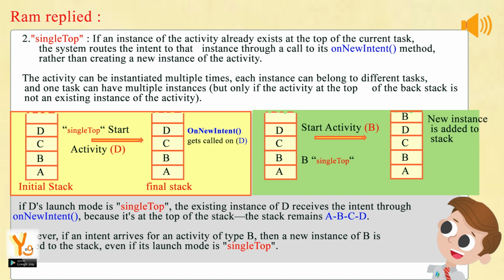If D's launch mode is single top, the existing instance of D receives the intent through onNewIntent, because it's at the top, and the stack remains A, B, C, D. However, if an intent arrives for an activity of type B, then a new instance of B is added to the stack, even if its launch mode is single top.